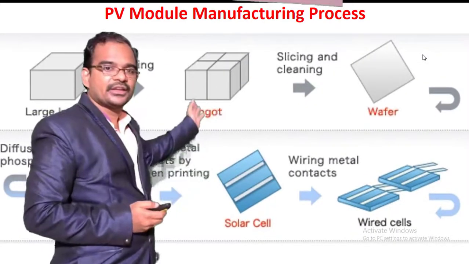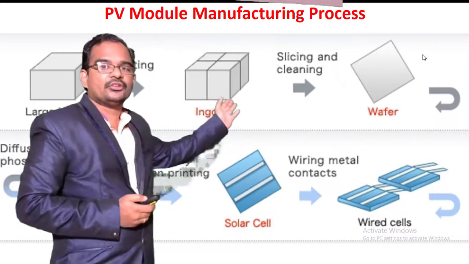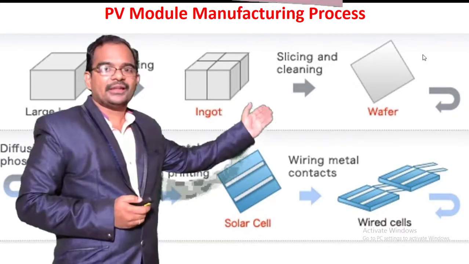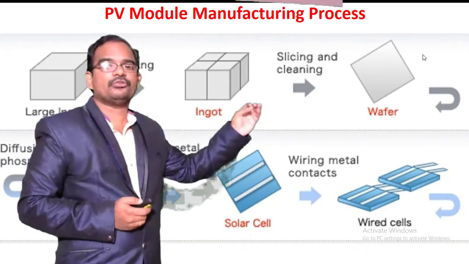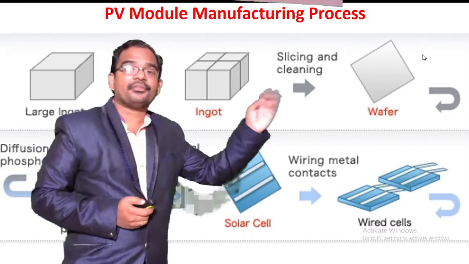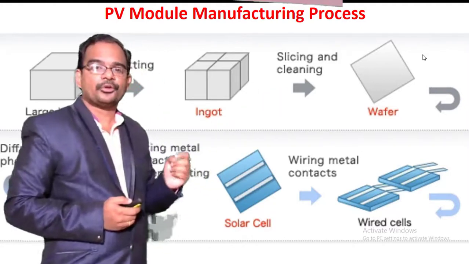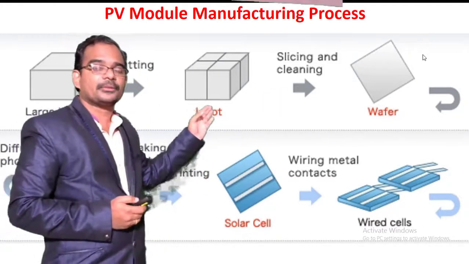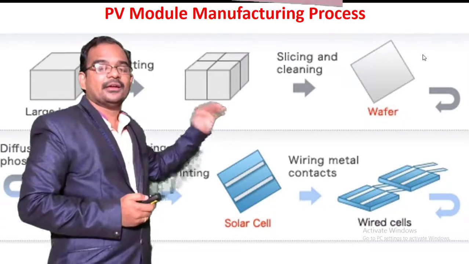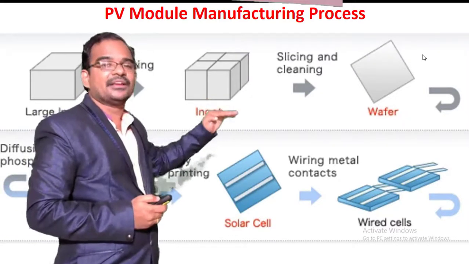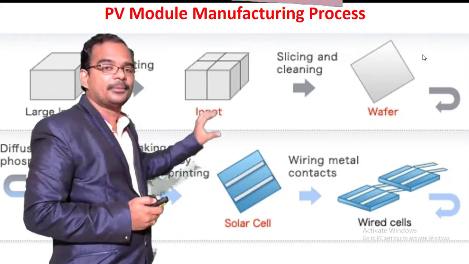Right. So first you will take a large ingot, and then you will cut it into small ingots, and then by slicing and cleaning them, you will produce a p-type wafer. And after the wafer has been produced, you will diffuse the phosphorus atoms on top of it, and thereby the top 1 micrometer thickness will become an n-type layer, so that you will form a p-n junction.